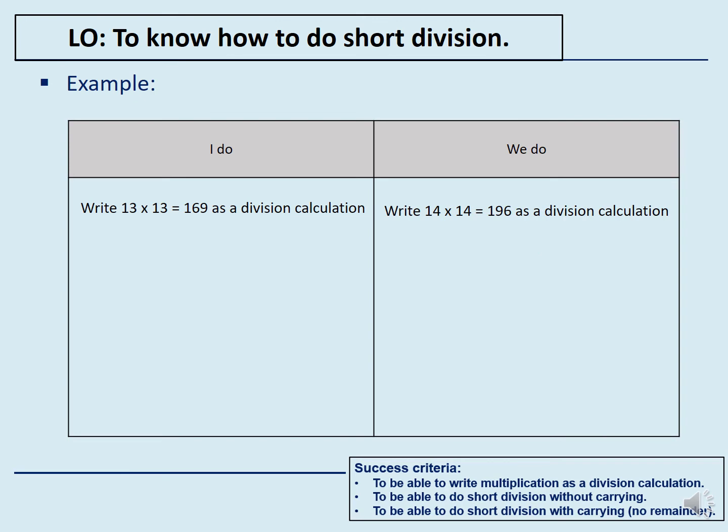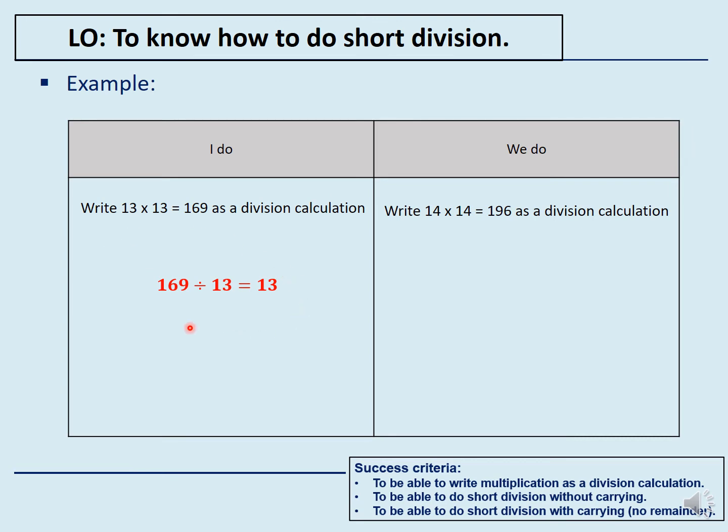Here is a different example. Still they're giving me a multiplication calculation and asking me to write it as a division calculation. But this time you have the same number times by itself. You have a square number. If I want to write it as a division calculation, I just go backward. I do 169 divided by 13 equals 13. But can I write another one? No, because another one is going to be exactly the same. So that's why when you have a square number, you can only write one division calculation.